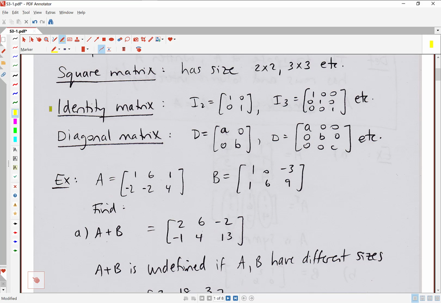So one is the identity matrix. We call that I, or sometimes I2 or I3 if we want to reference the size of the matrix. It's always square. And it has 1s along the main diagonal, 0s everywhere else. So the 3 by 3 identity matrix: 1s along the main diagonal, 0s everywhere else.